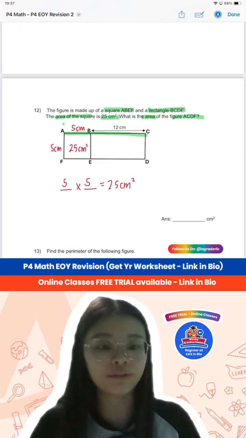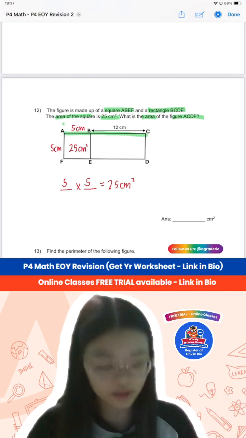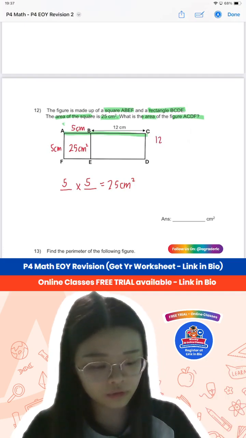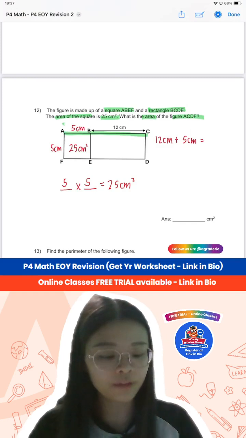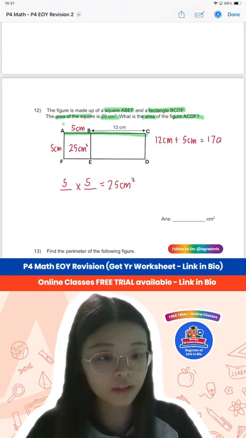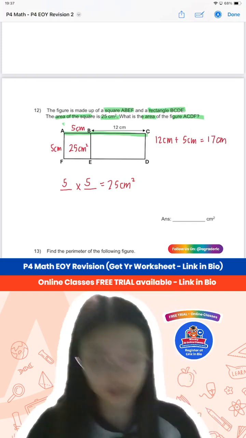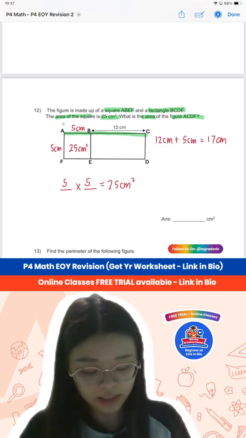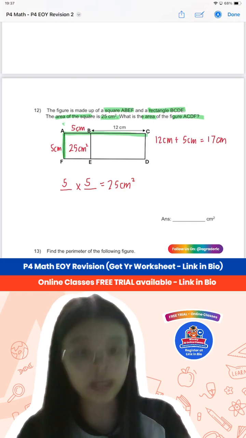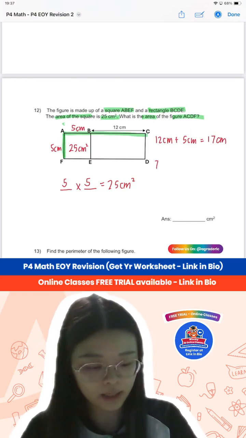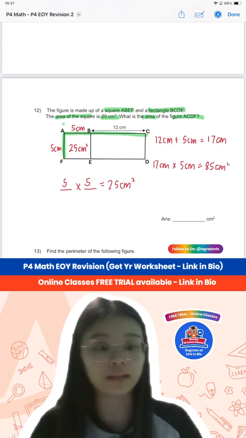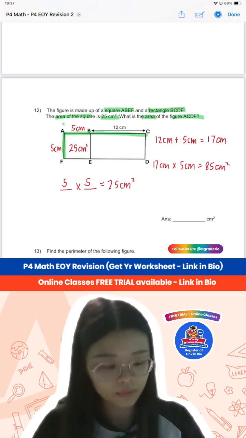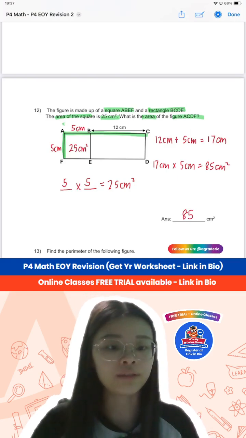12 and 5. What does 12 and 5 add up to? 12 and 5 add up to 17. Dania, you're right. 17. Now we can find the area. The length is 17. The breadth, we already have 5. So we can multiply 17 times 5. A few of you already said just now, 85 square centimeters. So the answer is 85.